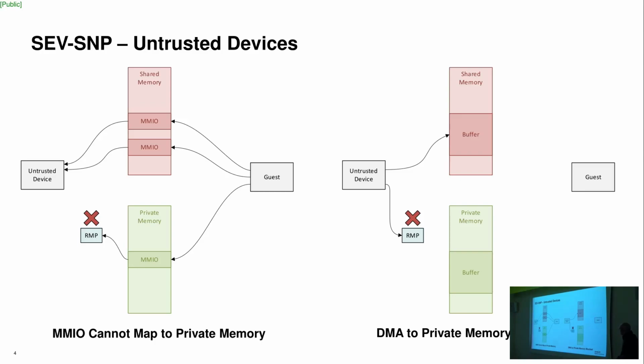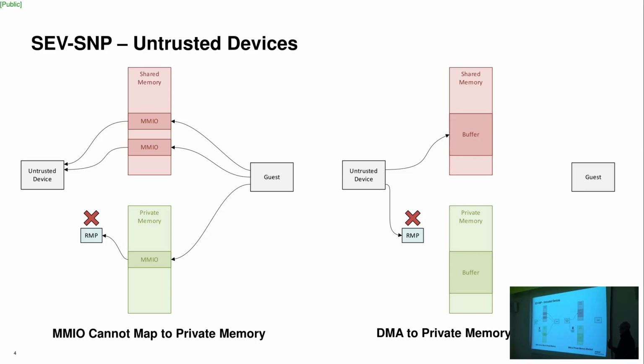So here's the state of things today. When a guest wants to interact with an untrusted device, the untrusted device can DMA into shared memory. When the untrusted device touches shared memory, the IOMMU treats it as if it's hypervisor access. And so that way we can have safe but usable access to devices. However, the RMP will check to make sure that when the device accesses it, it's not accessing private memory.